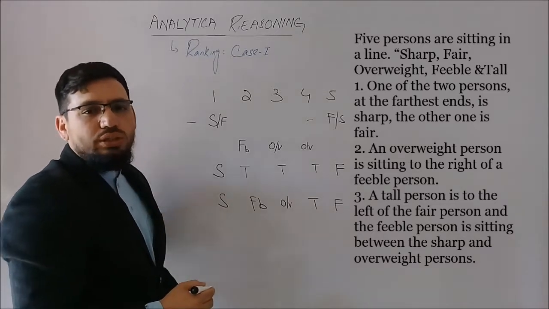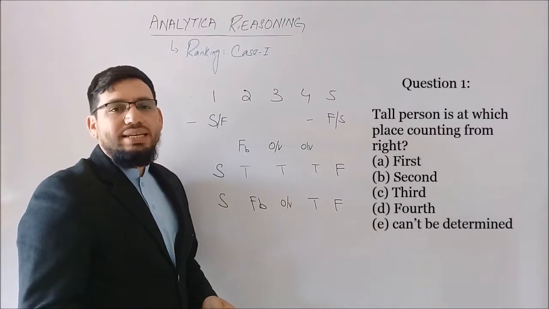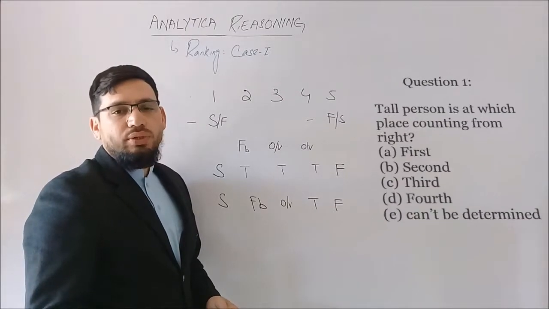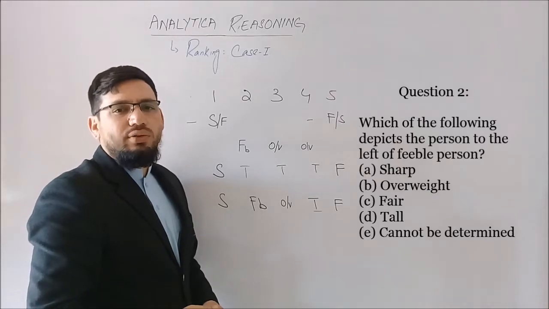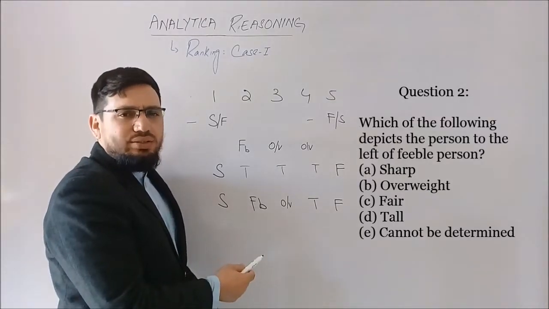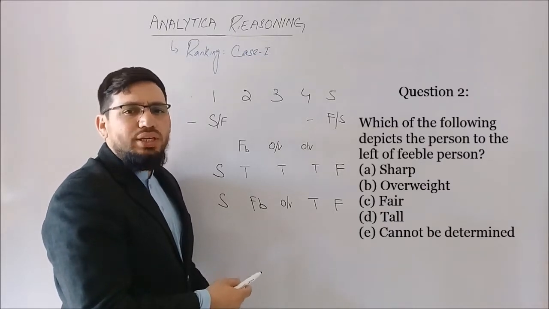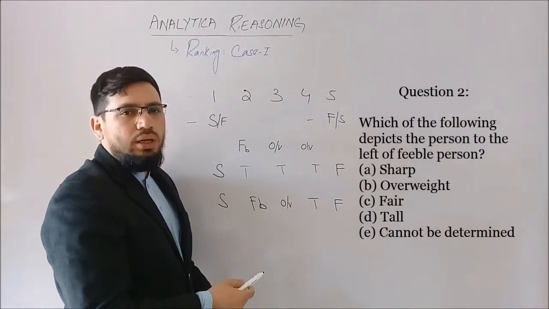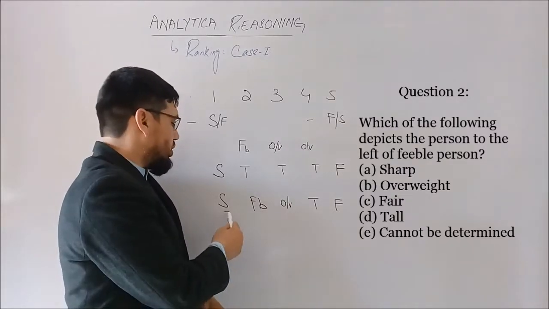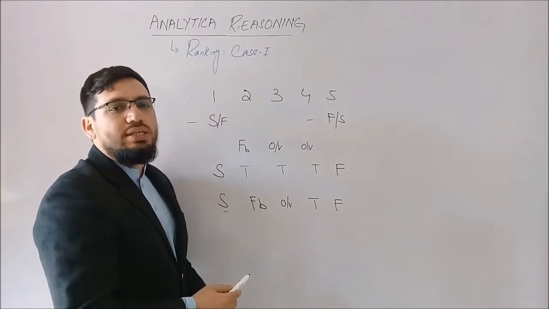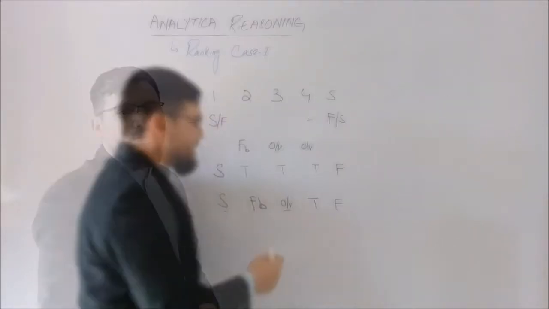Let's move toward the questions about this category. The first question is, a tall person is at which place from the right? Second question is, which person is to the left of the feeble? As we know the exact order of these 5 persons, we can easily answer each of those questions. The person sitting to the left of the feeble person is sharp. The third question is, which person is sitting in the middle? So overweight is sitting in the middle.